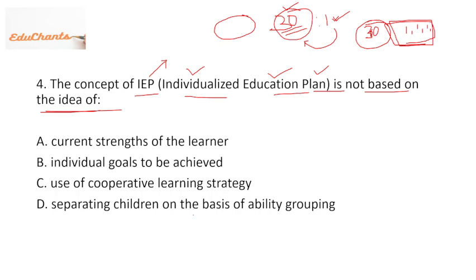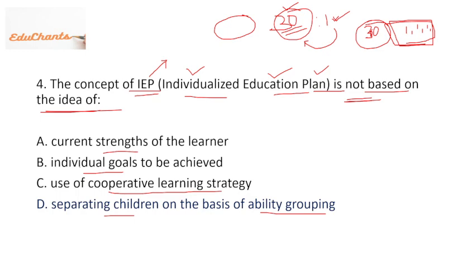Then separating children on the basis of ability grouping. We have to separate them. We have to segregate the children into different groups according to their ability. So the question is asking which is not based on individualized education plan. So first is yes, it is based because you have to analyze the strength of the learner. Individual goal is to be achieved. Then cooperative learning strategies should be there, but not the separating of children on the basis of their ability.